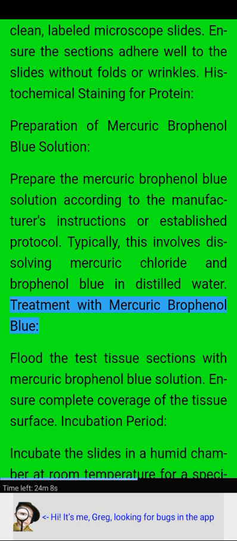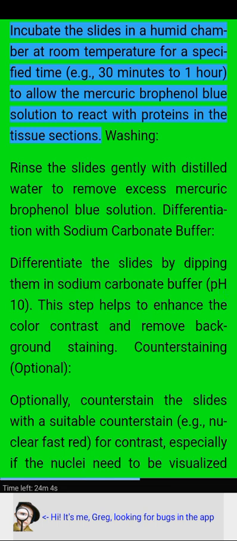Treatment with mercuric bromophenol blue. Flood the test tissue sections with mercuric bromophenol blue solution. Ensure complete coverage of the tissue surface. Incubation period. Incubate the slides in a humid chamber at room temperature for a specified time, e.g., 30 minutes to 1 hour, to allow the mercuric bromophenol blue solution to react with proteins in the tissue sections.